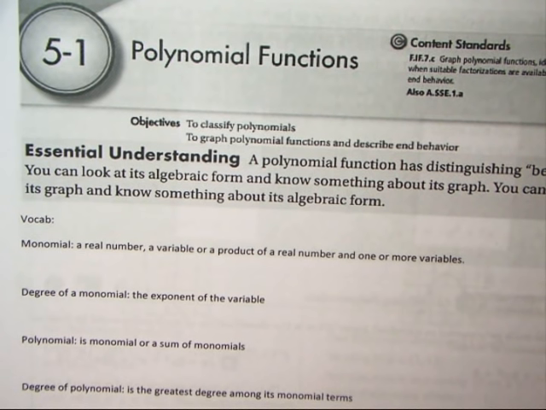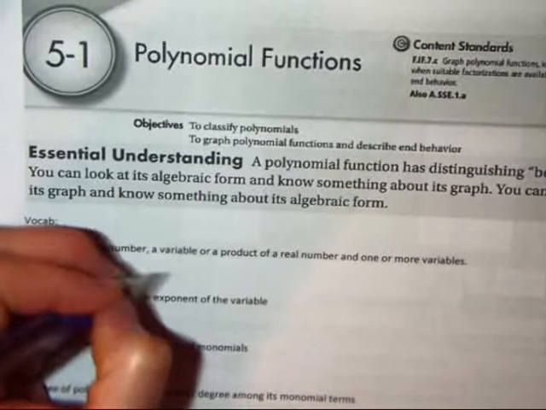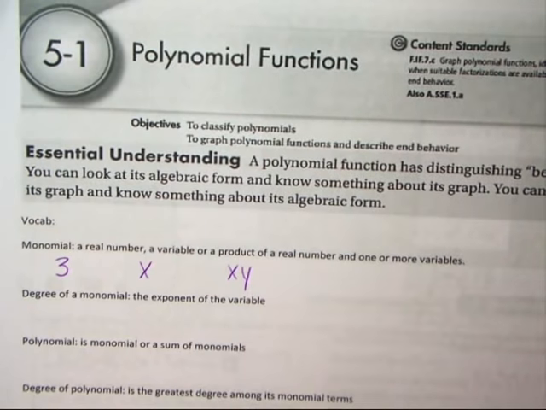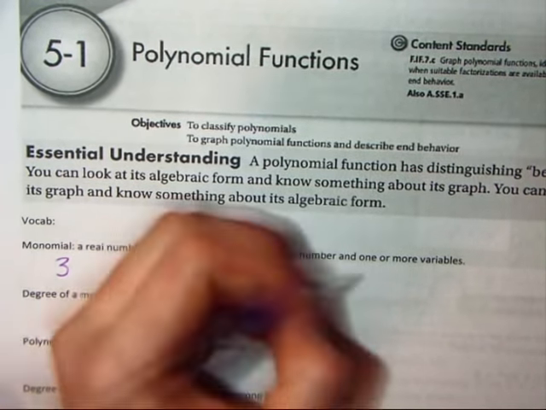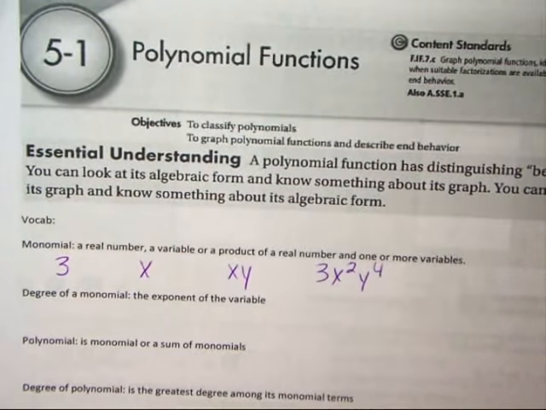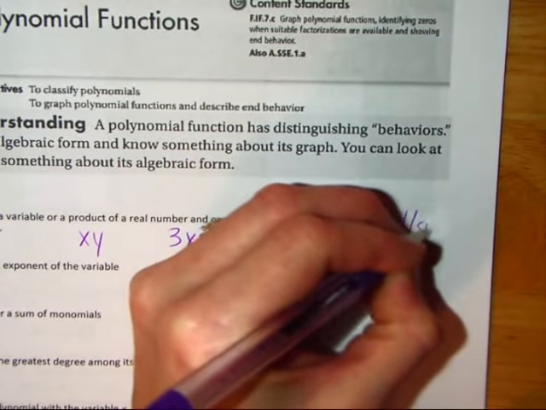Okay, so let's start with a monomial. A monomial is a real number, a variable, or a product of one or more variables. So, for example, 3 is a monomial. X is a monomial. XY, see how there's no addition or subtraction? That's just the product. That's a monomial. 3x squared y to the 4th, that's a monomial. Can you see how it's just one term with no addition or subtraction?